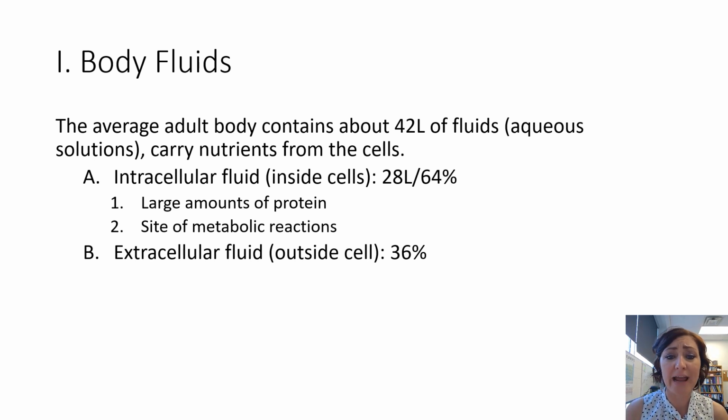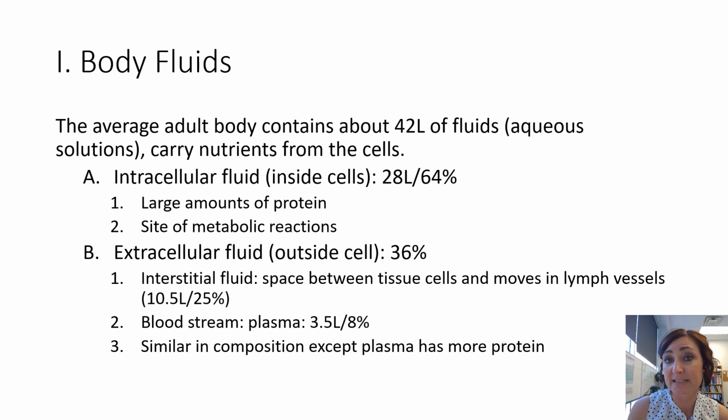Extracellular fluids are found outside of the cell, and this makes up 36% of all the fluid that is in the body. And we can further classify extracellular fluid into interstitial fluid and the bloodstream. So interstitial fluid is the fluid that is in the space between tissue cells. It's also the fluid that is moving in your lymph vessels, and that's going to make up about 10.5 liters, or 25% of that total amount of fluid.